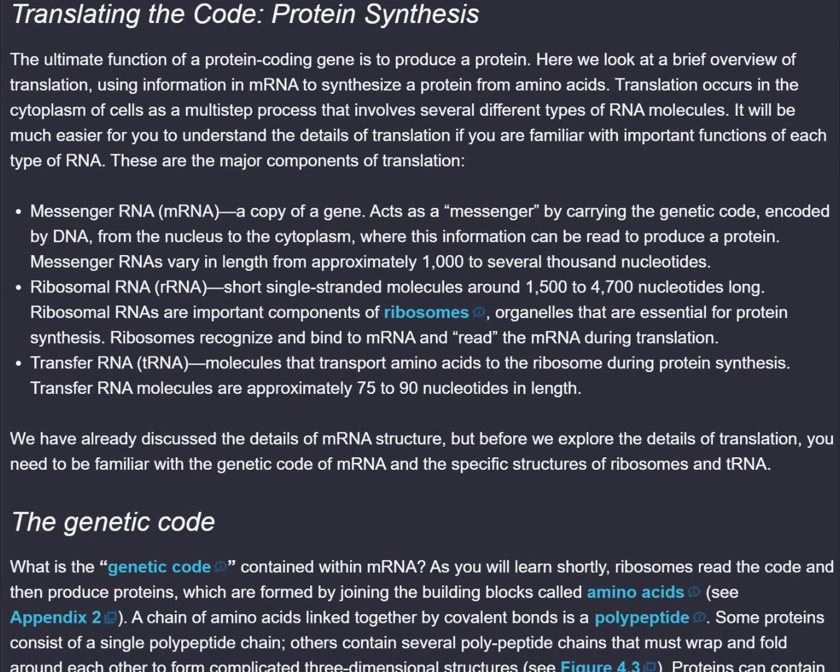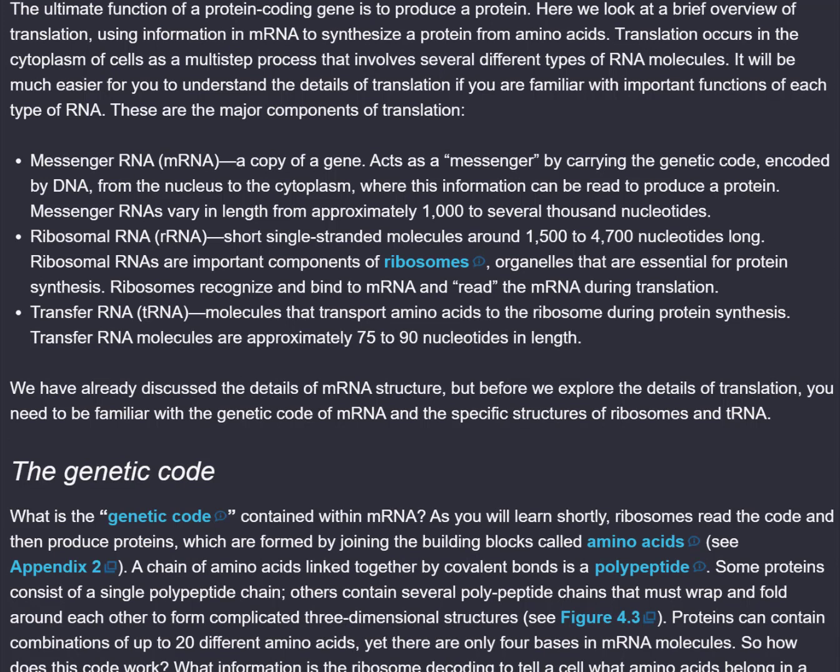Translating the code, protein synthesis. The ultimate function of a protein-coding gene is to produce a protein. Here we look at a brief overview of translation, using information in mRNA to synthesize a protein from amino acids. Translation occurs in the cytoplasm of cells as a multi-step process that involves several different types of RNA molecules. It will be much easier for you to understand the details of translation if you are familiar with important functions of each type of RNA. These are the major components of translation.